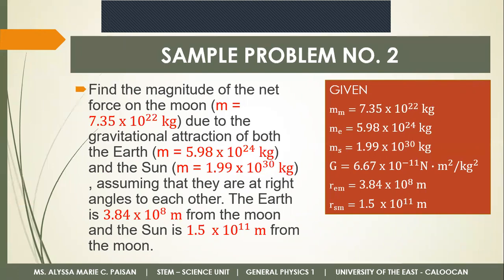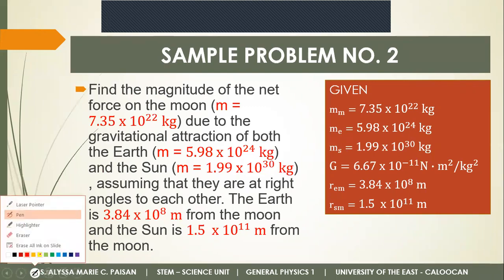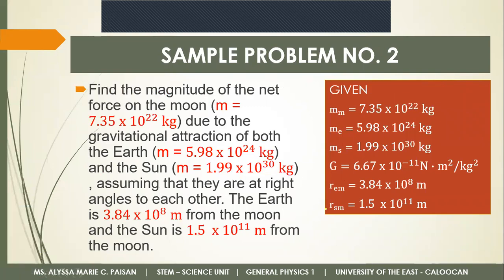And then don't forget again to write the universal gravitational constant. And notice na dalawa rin yung R dito kasi dalawang gravitational force yung pinag-uusapan natin. Ayan. So we have REM to denote that it is the distance between the Earth and the Moon, and then we have RSM to denote that it is the distance from the Sun to the Moon.